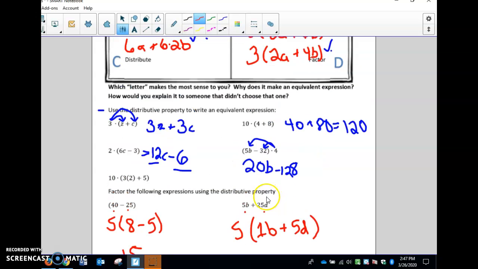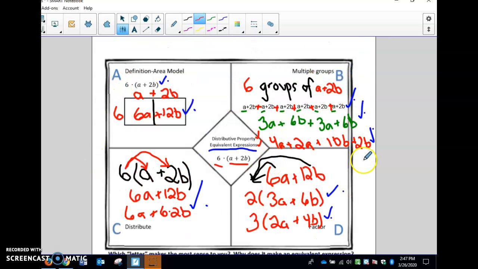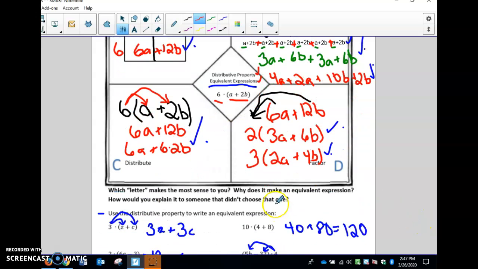So I once again want you to go back to thinking about which letter in this box makes the most sense to you. This idea of using the area model, multiple groups model, the distributive model, or the factor model. And I want you to go into this discussion and be able to choose a model and explain why it made the most sense to you. All right, thanks.